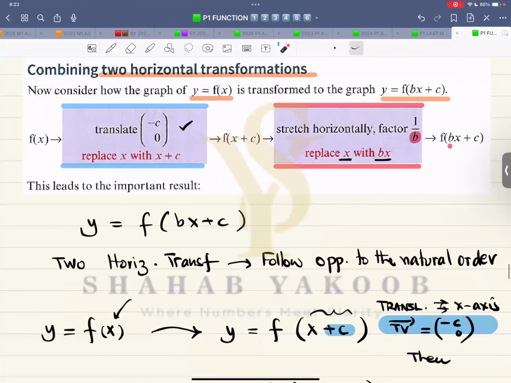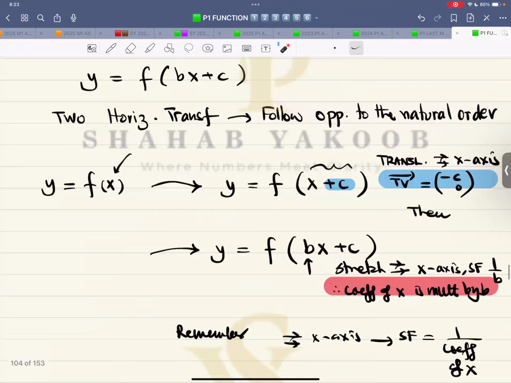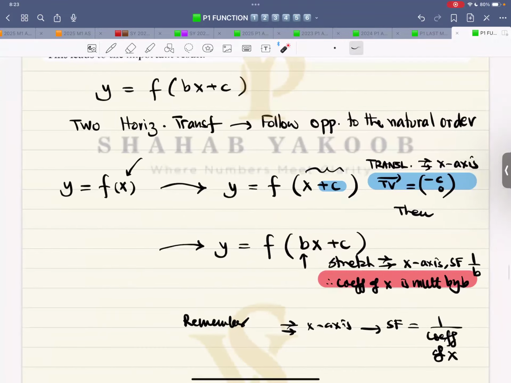Now, when we are combining two horizontal transformations and we want f(bx plus c), bx won't happen first. First c will happen. So translate by minus c, 0. Plus c means negative. That's the rule of horizontal transformations: replace x with x plus c. And stretch horizontally by factor 1 over b. Whatever is the coefficient of x, the scale factor is 1 over b. So keep this in mind. This is more detail of that. Take a screenshot if you have to.